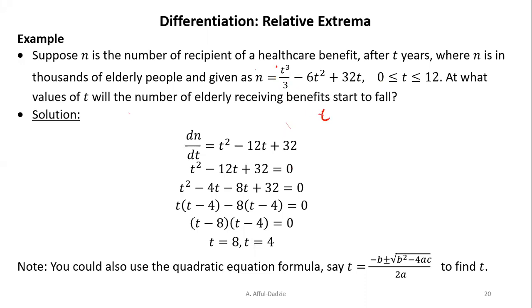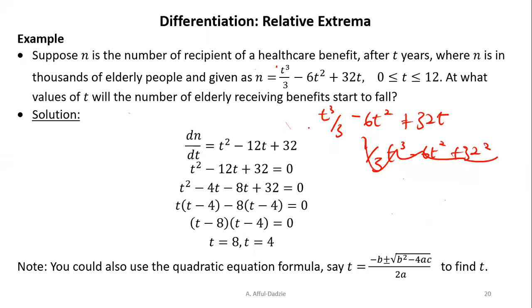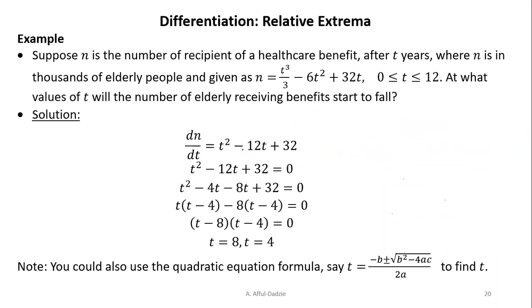So you have T cubed over 3 minus 6T squared plus 32T. Like I always tell you, try to simplify and write things in a way that will make life easy for you. You can have 1 over 3 T cubed minus 6T squared plus 32T. Then you can easily take the derivative of this. Even if you don't want to write it, it is quite obvious: the 3 comes down, this becomes squared, and you can cancel out. So you have T squared minus 12T plus 32.